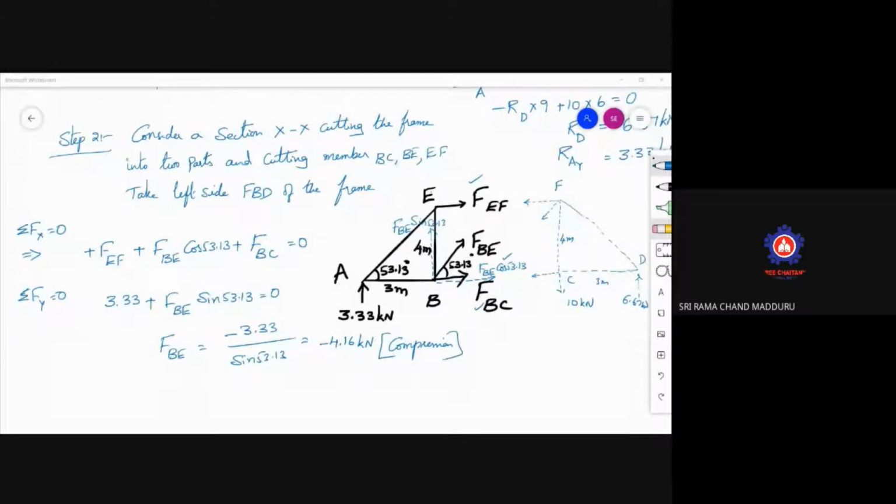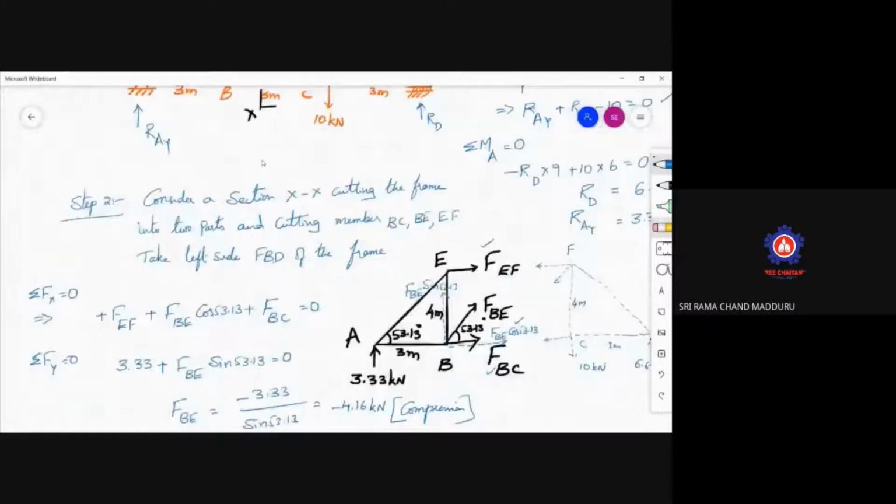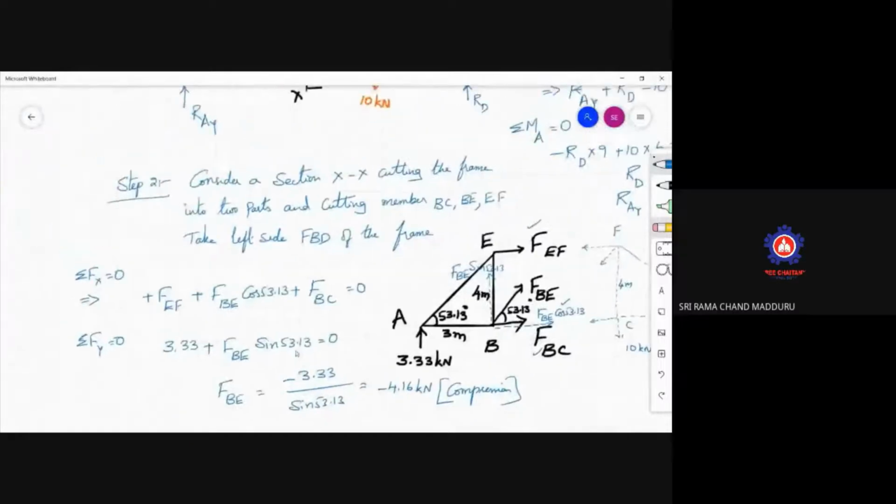Yes, Rajshekar, anything from your side? You raised your hand. If nothing is there, I will continue. Yeah, anything? You raised your hand, that's why I'm asking. Left side triangle AB. Okay, that is F only. Yeah, yes.